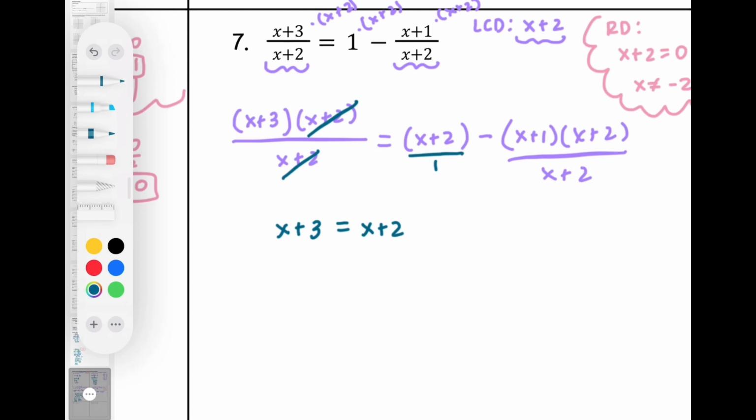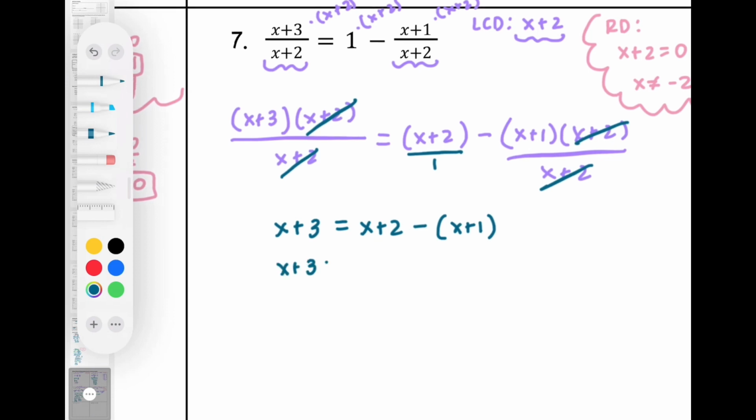And then for the last part, make sure you remember that we have this negative. X plus 2's cancel, and we have x plus 1. Don't forget to leave this in parentheses because we have a negative to distribute in. So let's do that. The left side stays the same, and then let's multiply this in. So we'd have minus x minus 1. Combine like terms, so we'd have x plus 3 over here still. X minus x, those cancel out. And then 2 minus 1 is 1. And then we're going to subtract 3 from both sides to solve for x. So x equals negative 2.